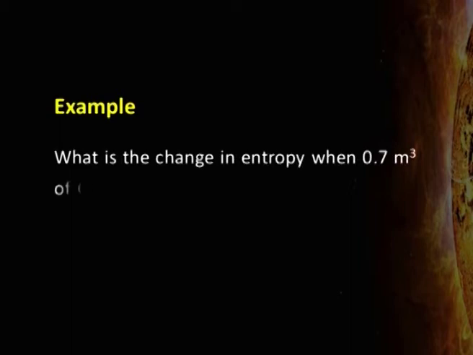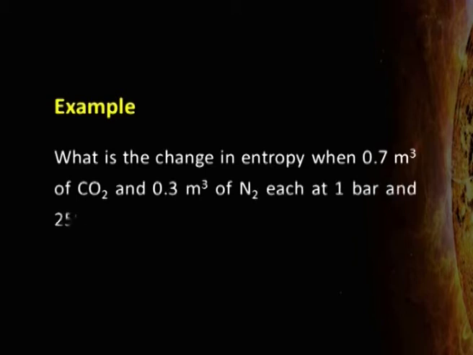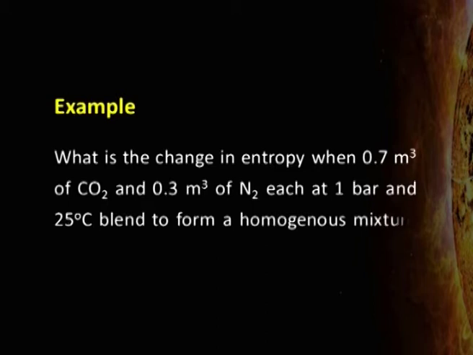Here is an example to calculate the change in entropy or increase in entropy of mixing of two gases. What is the change in entropy when 0.7 meter cubed of carbon dioxide and 0.3 meter cubed of nitrogen, each at 1 bar pressure and 25 degrees Celsius temperature, blend to form a homogeneous mixture at the same condition? Assume these two are ideal gases.